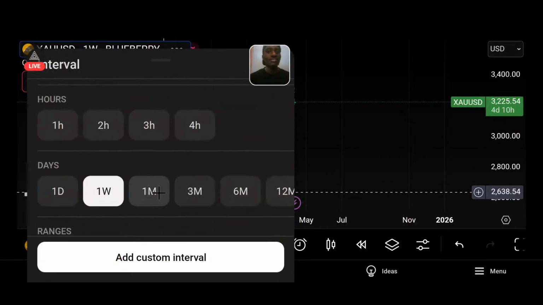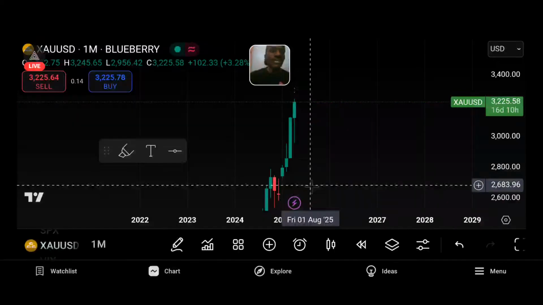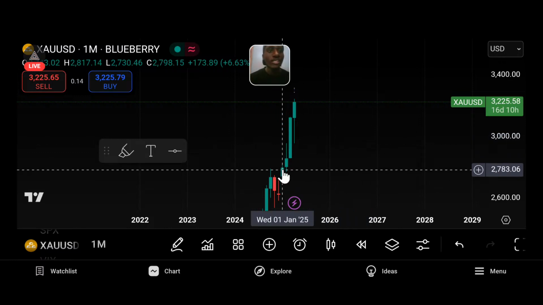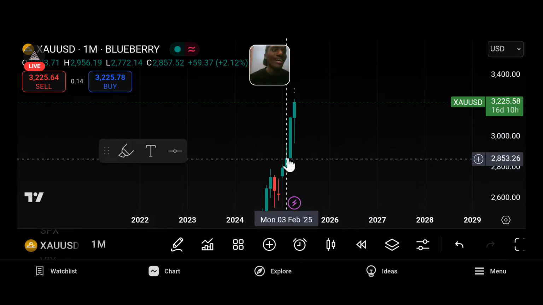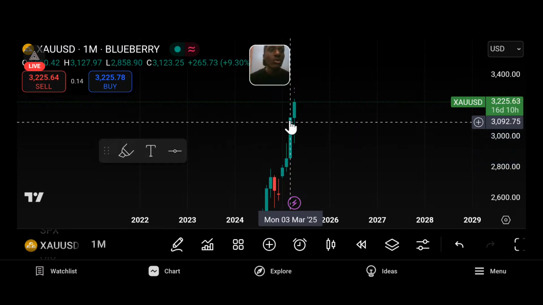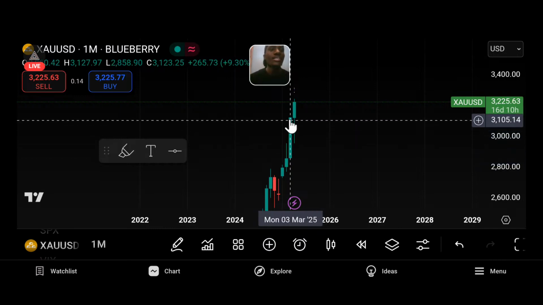So our first thing is, we come to the monthly. Let's first take a look at the previous monthly candle. I'm talking about this, which opened at 28.53 and closed at 31.05.